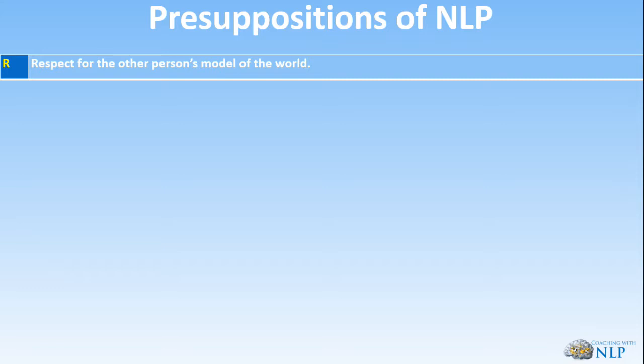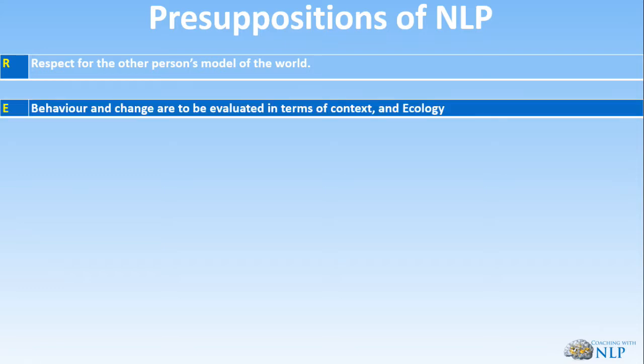So we want to respect their model of the world. The second one: behavior and change are to be evaluated in terms of context and ecology. Now, we've spoken about ecology a couple of times. Essentially, what will be the impact on the client, family, society, and the planet? You know, the overall system. Because we are part of a larger whole. We form part of the larger whole of the universe, and all the systems interact and impact on each other. So we don't ever want to have any negative impact on anything else.